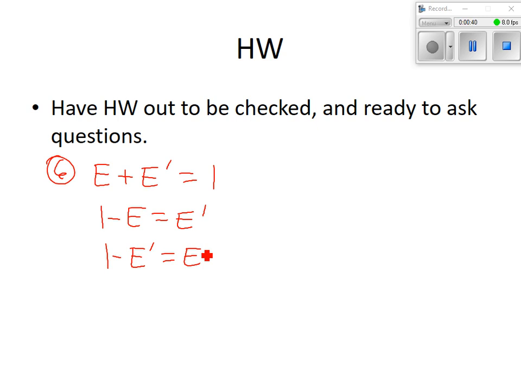So event, let's say you want to get a 1 on a die, that's your event. The probability would be 1 out of 6. The complement of that would be 5 out of 6. It's got to total up to 1 here. 1 minus the event's 1 out of 6. Well, 1 minus 1 out of 6 is 5 out of 6, and then turn it around to be that way.